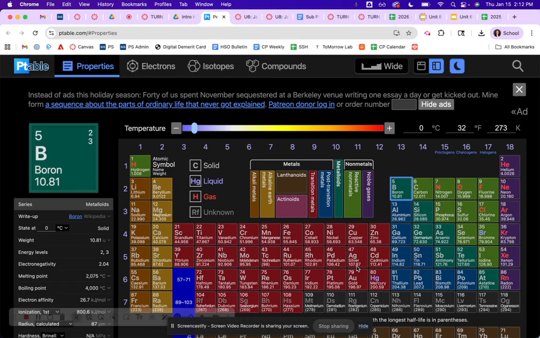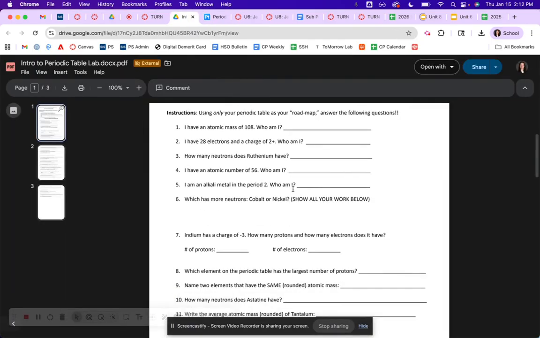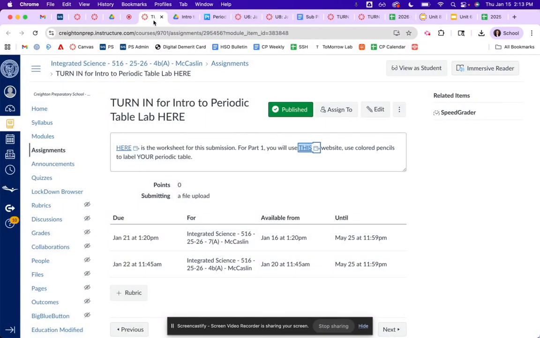This element must be silver. So I'll write Ag, or silver. And you're just going to continue doing that. The purpose of this activity is to label your periodic table, but also to get you familiar with finding the information on it. So this will be your homework.